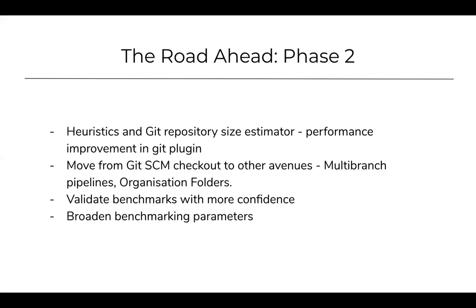The road ahead for phase two: what do we want to do? As you've seen, we've gained some results showing that the performance of the git fetch implementation is directly correlated to the size of the repository. We would like to create a class called GitRepositorySizeEstimator, which ideally would estimate the size of the repository without cloning it. And we've discussed some heuristics we are going to use to do that.